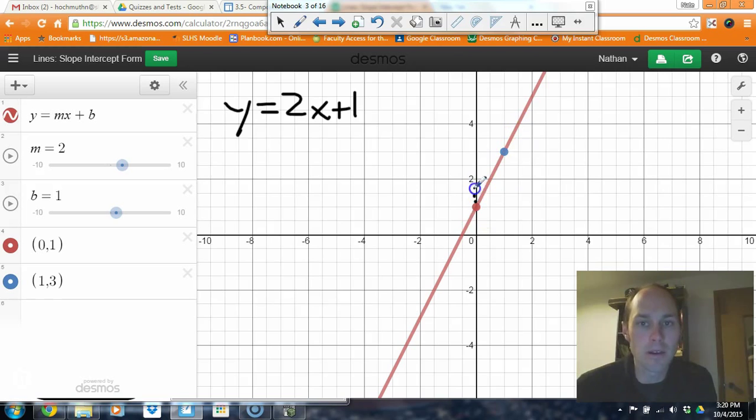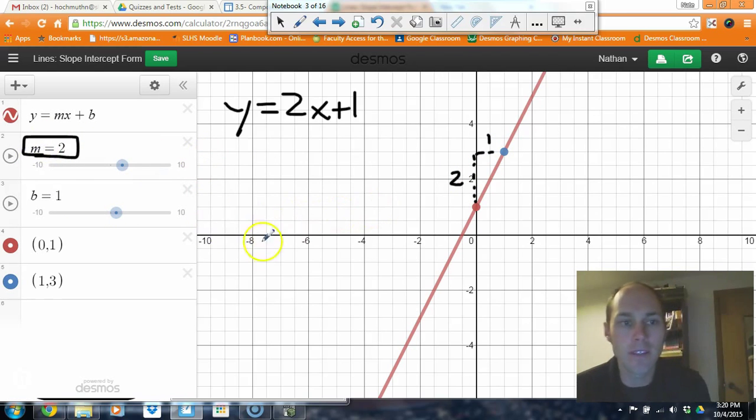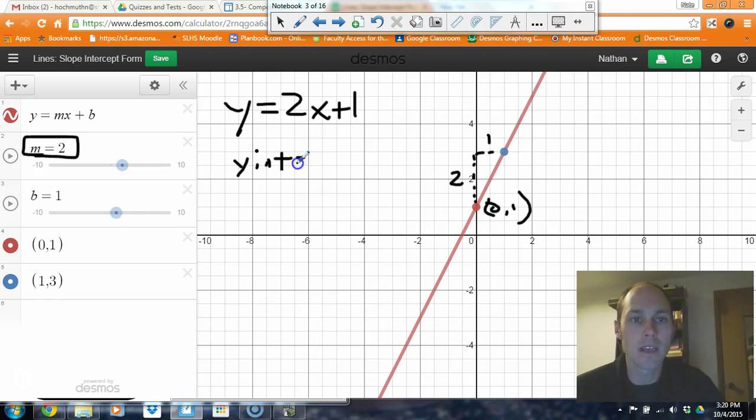If I look at the slope, it goes up 2. These blocks are going by halves, so 1, 2, over 1. Okay, so the slope is 2, which is listed for us here. And then the y-intercept is another point we want to find. What's the y-intercept in this one? It's where it crosses the y-axis, 0, 1. So the y-intercept is 1. Okay, so the y-intercept is 0, 1, and the slope is 2.